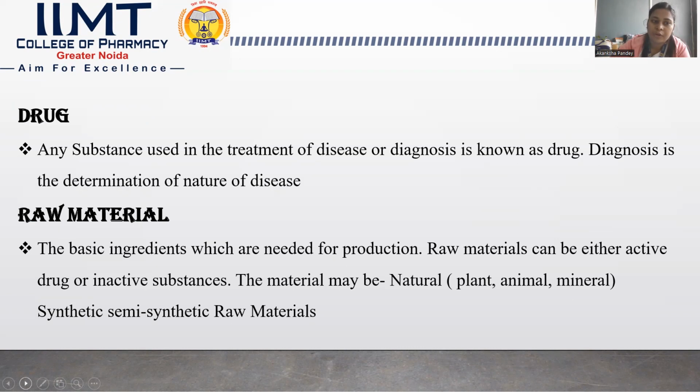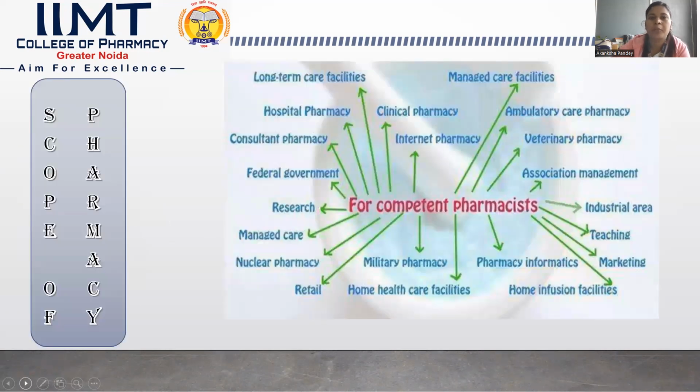Okay. And for raw material, the basic ingredients which are needed for production, raw materials can either be active drug or inactive substance. Means raw material would be API, which is active pharmaceutical ingredient, or inactive substance, like any additives, any kind of substance that binds the drug, is known as inactive substance. The material may be natural, semi-synthetic raw material. Okay, either it will originate from the plants, or we synthesize it from plant, or we modify it in any form. Okay. Moving forward, what are the scopes of pharmacy?